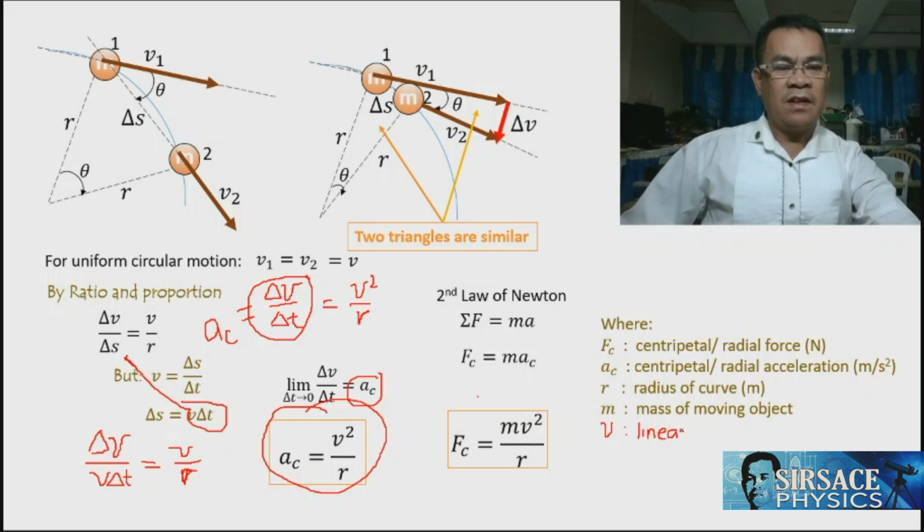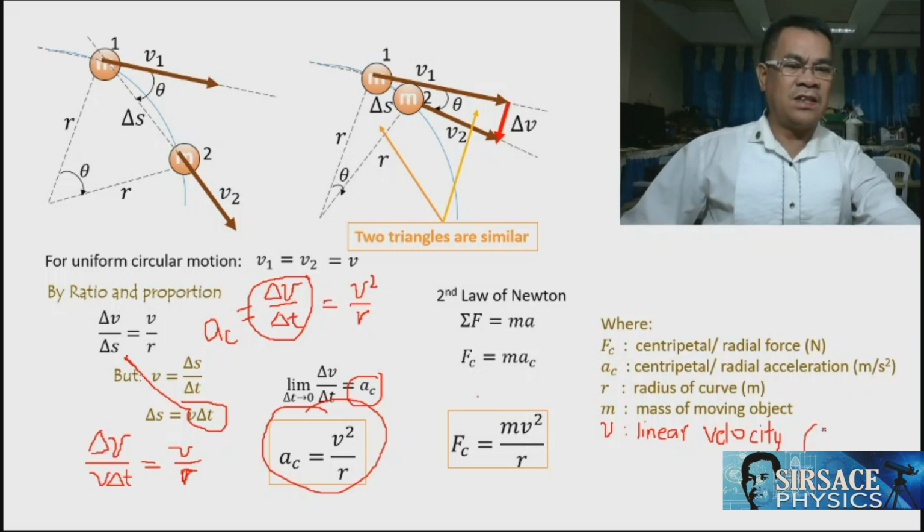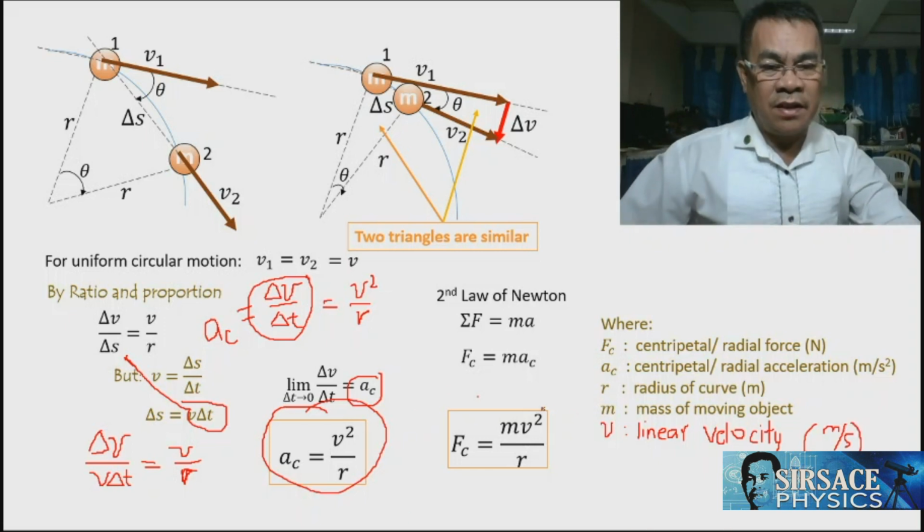V is called the linear velocity. This is linear velocity or linear speed. Speed is the magnitude of velocity, and the unit is meters per second.